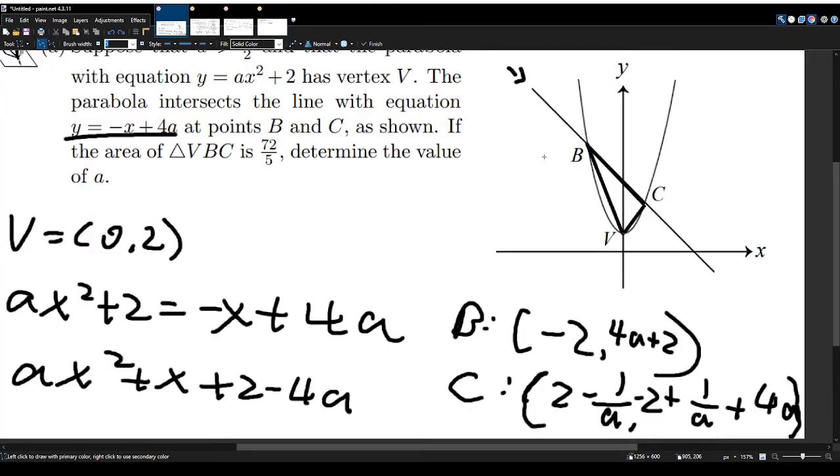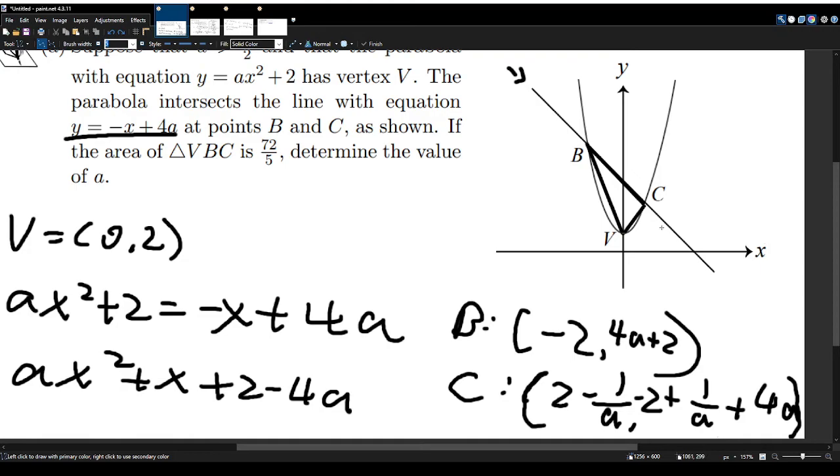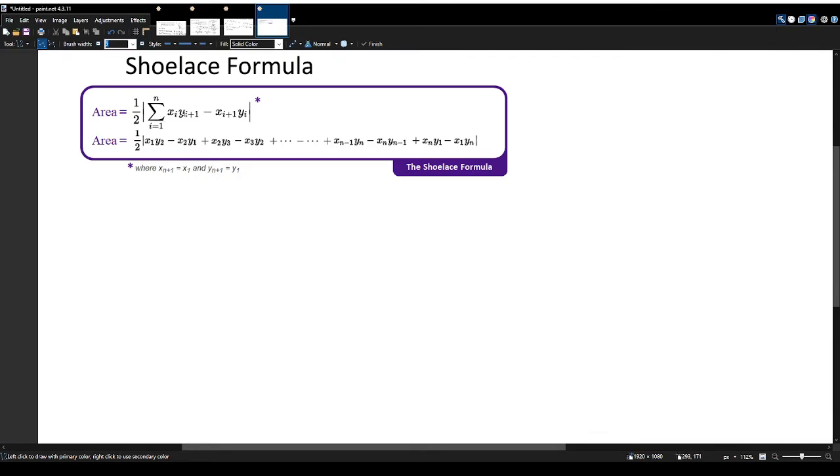So now you can use the Shoelace formula to calculate the area of the triangle BCV. So when do you use the Shoelace formula? Whenever you have all three coordinates on a plane, you can use the Shoelace formula. All right, so this is essentially how it works. Don't be too intimidated by this notation. I'll show you how you use it.